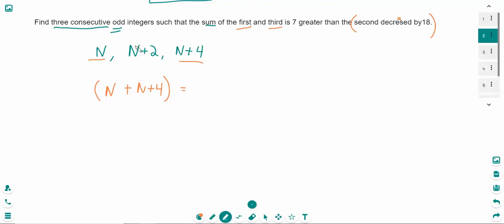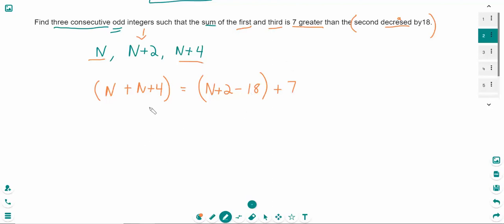So we have the second, which is this n plus 2. That n plus 2 is being decreased by 18. So we need to take 18 away from that. But then this whole thing right here, it's 7 greater than that. So we need to add 7 to that. All right. So do you see how that worked out? It's 7 greater than the second decreased by 18. This is the second decreased by 18. And then it's 7 more than that. So we're adding 7. Okay?